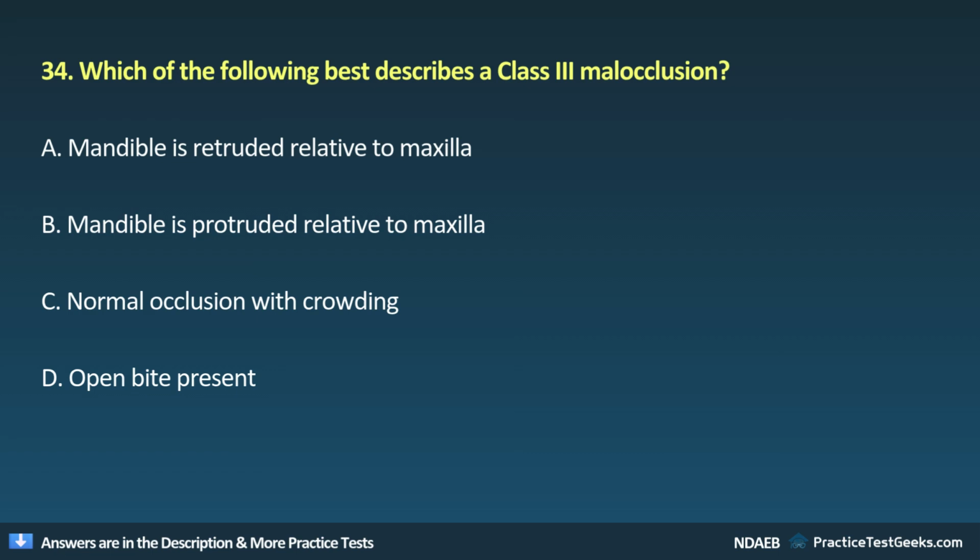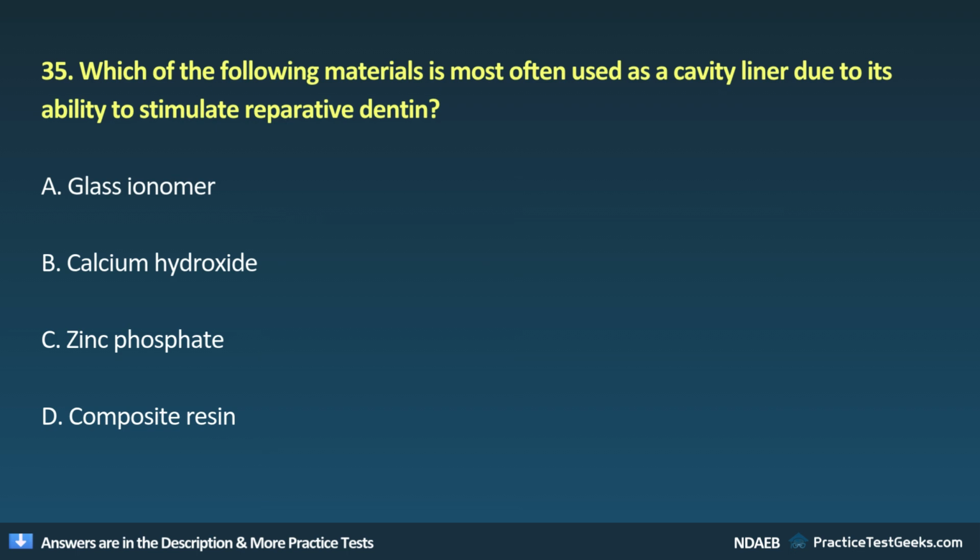34. Which of the following best describes a Class 3 malocclusion? A. Mandible is retruded relative to maxilla. B. Mandible is protruded relative to maxilla. C. Normal occlusion with crowding. D. Open bite present.